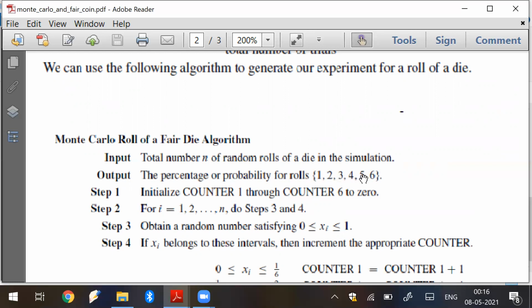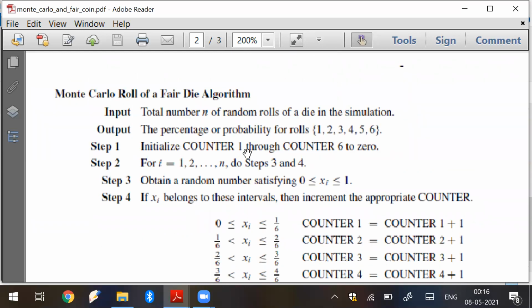There is probability of each of the outputs I require. Then initialize counter 1 through counter 6 to 0. Counter 1 through counter 6 means what? As I said, here more than two outputs are there, so definitely we need different counters to count the number of occurrences of the different outputs.